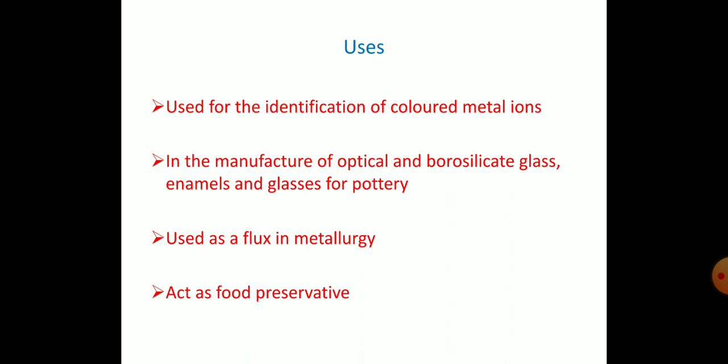What are the uses given? It is used in the identification of colored metal ions, then in the manufacture of optical and borosilicate glass, enamels and glasses for pottery, and then it is used as a flux in metallurgy, and it acts as a food preservative. Is it clear, students?